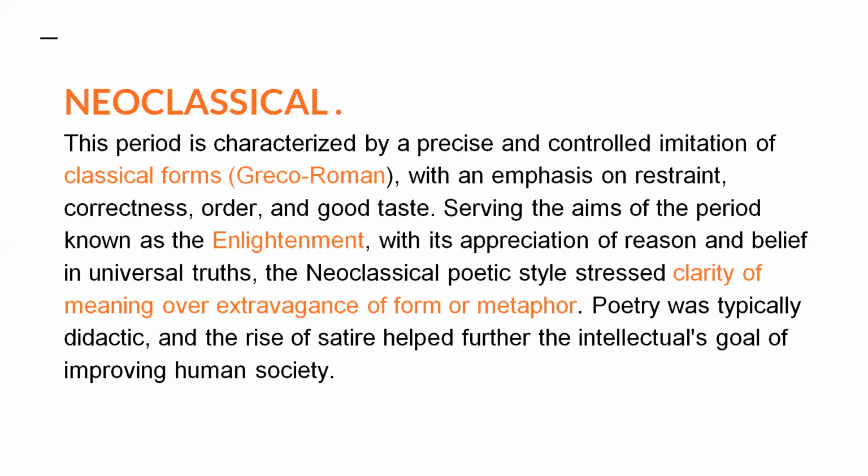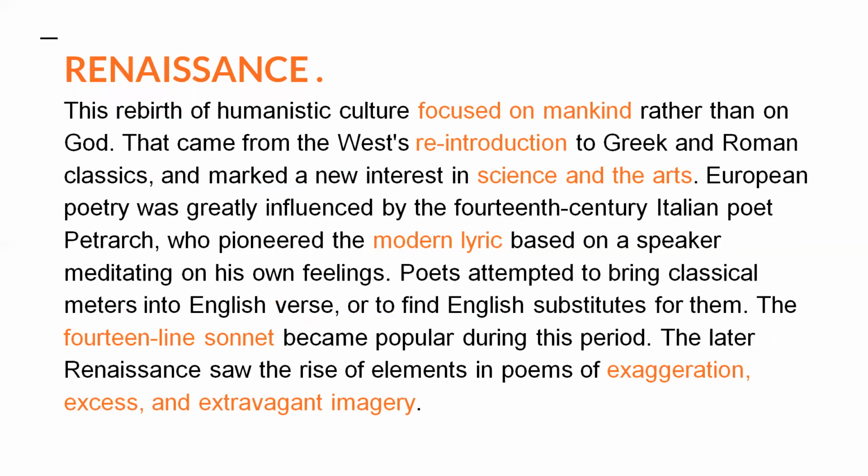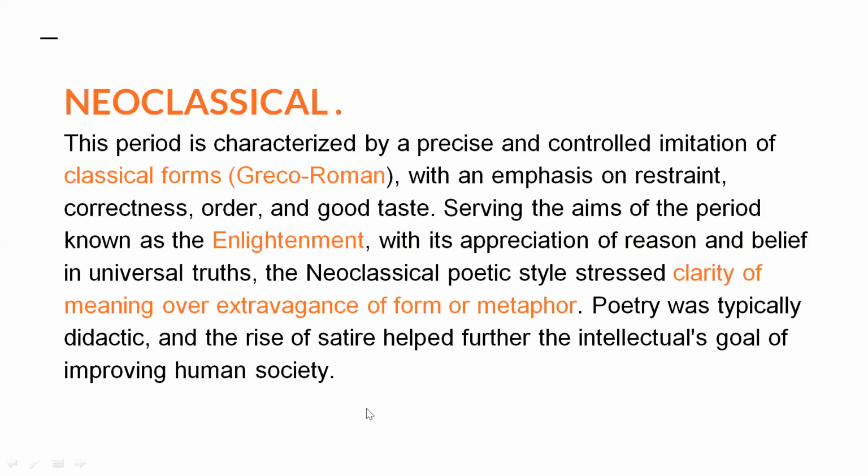Okay, so we just saw that in the Renaissance they were doing a kind of exaggeration, excess and extravagant imagery. But in neoclassical, they refine that. We cannot go for extravagant imagery and all other things in form and metaphor, but we need to say things clearly in linguistic form in poetry. Okay, so they stress clarity of meaning, not metaphor and form.